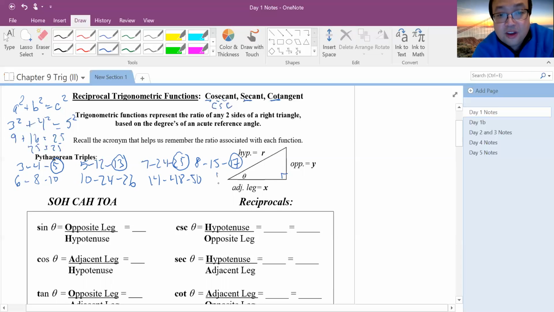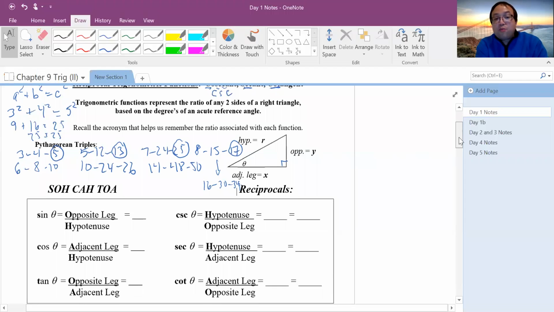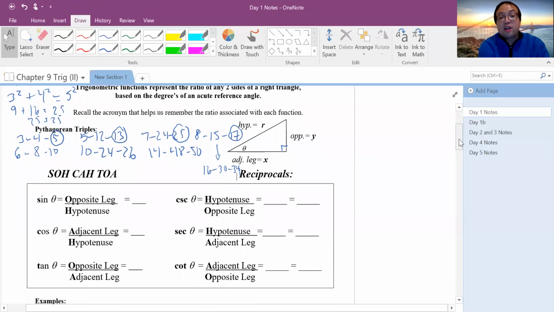Here I'm just running out of room. If I double these numbers, 16, 30, 34, that's also going to be a variation of 8, 15, 17. So those numbers would also fall under triples. It's just multiples. I just times it by 2 from the originals to get those triples. Okay, now that you have that understanding, we'll revisit this when we get to the first example below. I want to talk about the ratios. We talked about sine, cosine, tangent in the first part of trig.